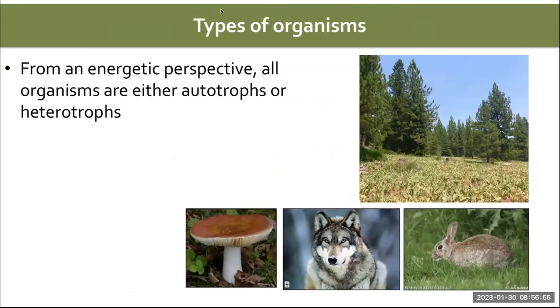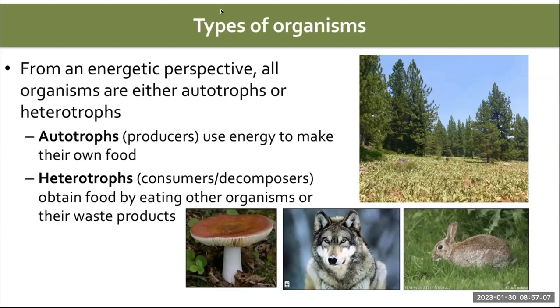So we want to think about this now in terms of energy exchanges, which is going to involve feeding relationships. So from an energetic perspective, we can classify organisms as either autotrophs or heterotrophs. I started to briefly define this in the previous slide. Autotrophs are organisms like plants. We often also refer to these as producers who are able to make their own food, all right?